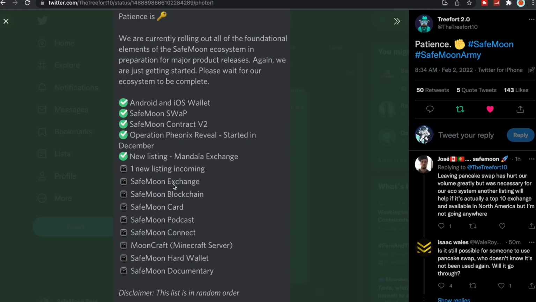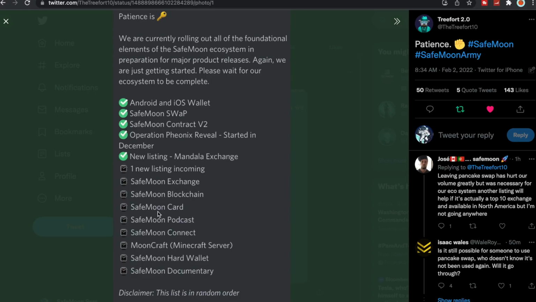Then we'll have the Safemoon exchange. One thing they did forget in here is the NFTs, but that will probably be integrated within the Safemoon exchange. Then we have the blockchain and the card. I think these three right here, we could possibly be seeing before summertime, is my prediction. Pure speculation, but that is my prediction. I think we could be seeing the Safemoon exchange and the card coming in March, because that is the 1 year anniversary of Safemoon, and then the blockchain following right after. I'm going to say April, May.